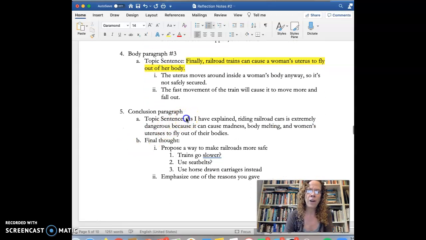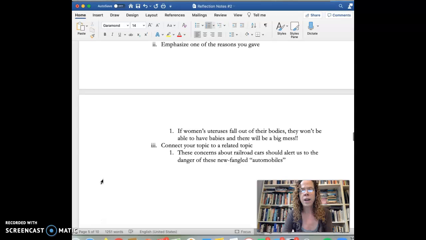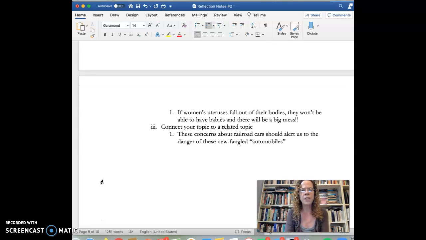Finally, your conclusion paragraph. Here's my topic sentence. I'm repeating my thesis. As I have explained, riding railroad cars is extremely dangerous because it can cause madness, body melting, and women's uteruses to fly out of their bodies. Now I'm going to offer a final thought. I could propose a way to make railroads more safe. I could say trains should go slower, or there should be seatbelts, or we should go back to horses and carriages. I could also emphasize one of the reasons that I gave. I could say, look, if women's uteruses fall out of their bodies, they won't be able to have babies, and then we're really in trouble.